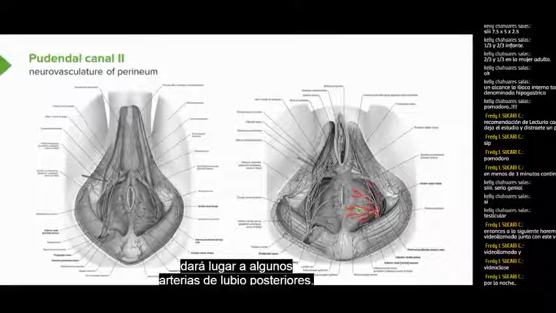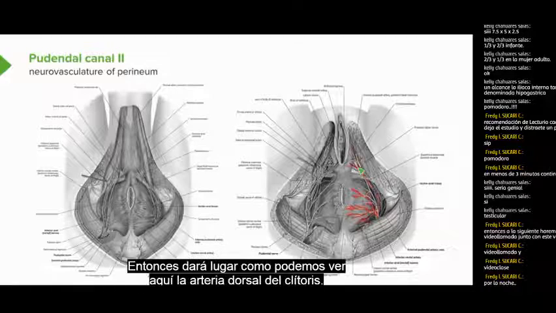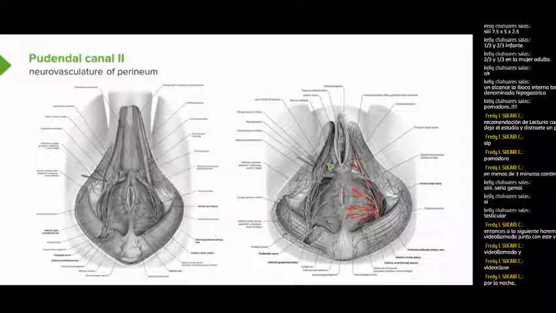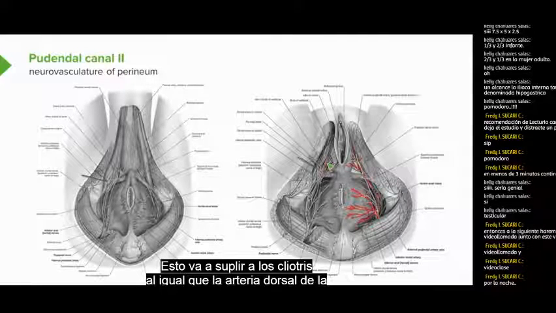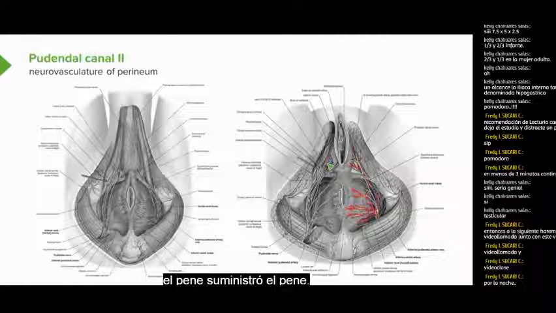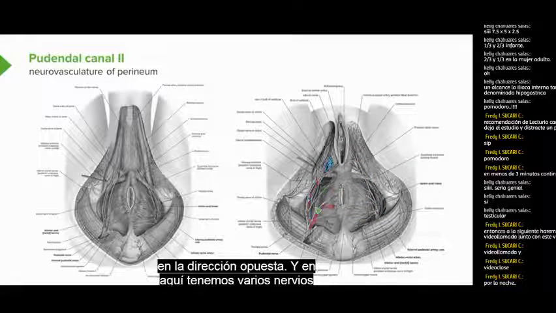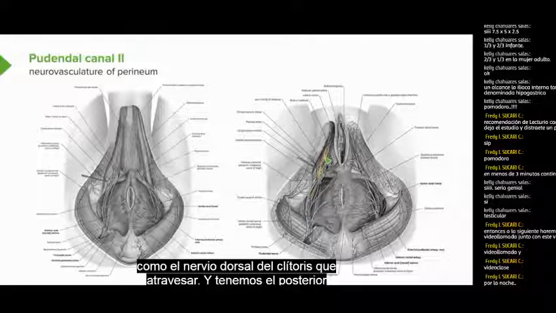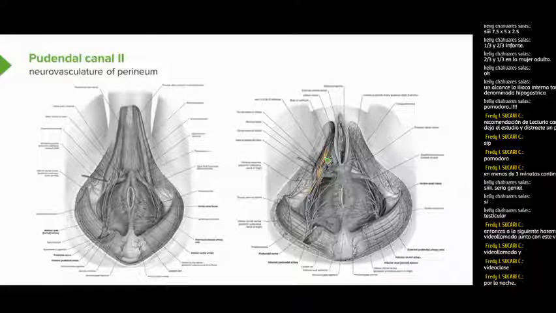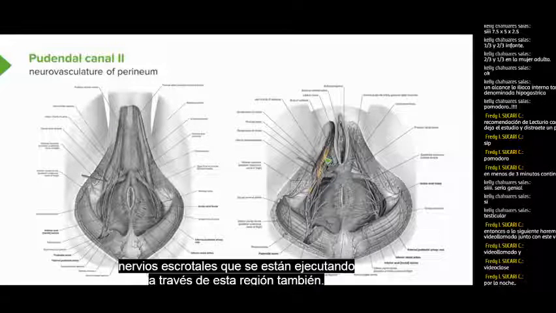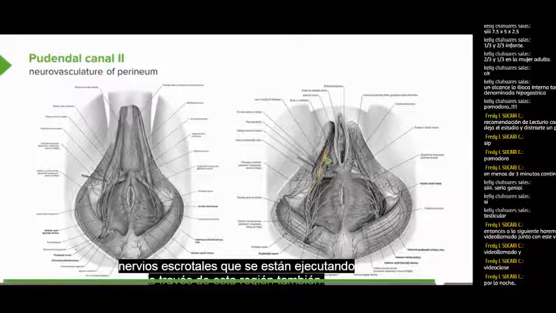It will give rise to some posterior labial branches. It will then give rise, as we can see here, the dorsal artery of the clitoris. This is going to supply the clitoris, just like the dorsal artery of the penis supplied the penis. We can see we have numerous veins that are going to be taking venous blood in the opposite direction, and in amongst here we have various nerves, like the dorsal nerve of the clitoris that passes through, and we have the posterior scrotal nerves that are running through this region as well.